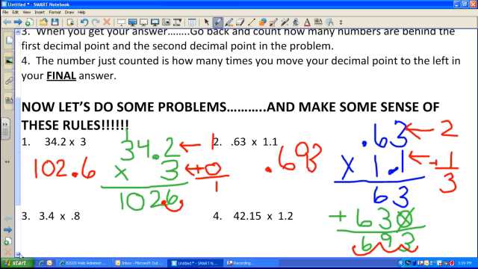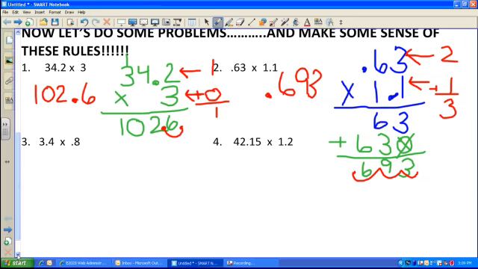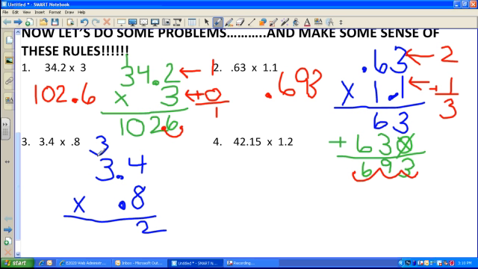Okay? So with those rules, let's look at problem number 3. All right. Let's see, I have 3.4 times 0.8. Okay, so I'm going to line up my numbers. 3.4 times 0.8. All right. Multiply like normal, so 8 times 4 is 8, 16, 24, 32. Put my 2. Carry my 3. 8 times 3 is 8, 16, 24, plus the 3 is 27.